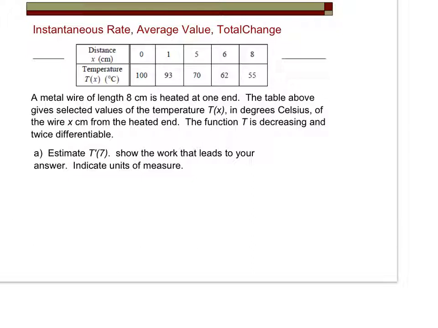So notice on this time, what are you given? You always look at what you're given. So you're given the temperature and you're given the change in distance. We are not given a rate of change. So what would be T prime 7? So go ahead and solve that.